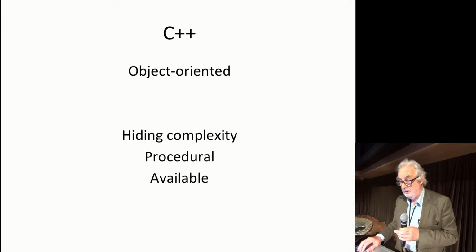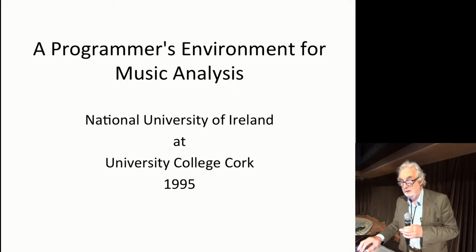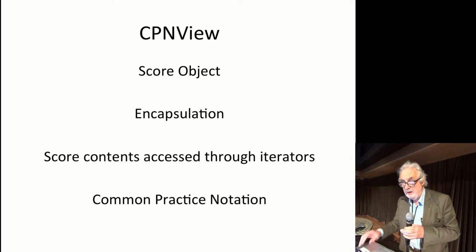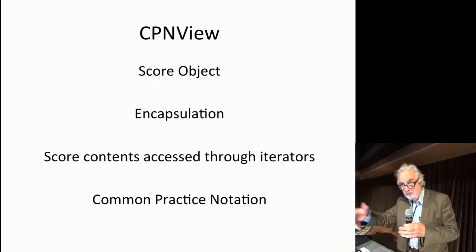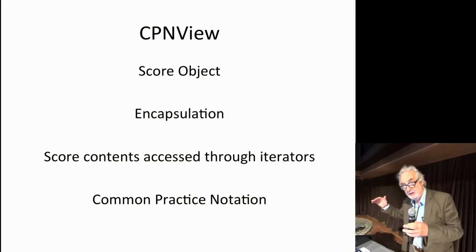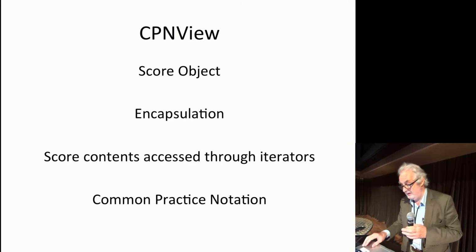I converted my work into C++, presented it for a PhD, which was in 1995. I had to give the thing a name because it was used subsequently, so I called it a name that nobody else had called their stuff, CPN View, CPN standing for Common Practice Notation. It represents a score object, it encapsulates that, so the complexity is hidden. And most important, the most complicated object is the iterator. This is a device to get at the internals of a score.